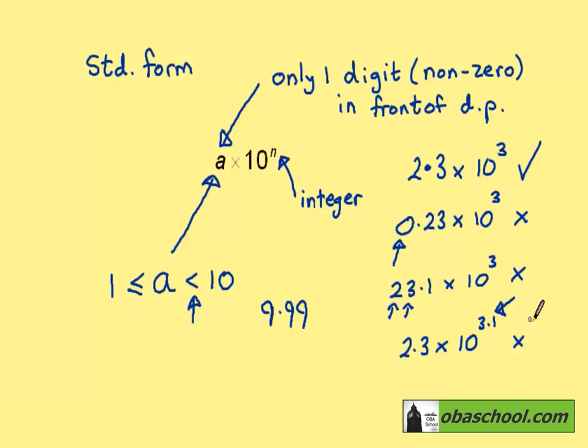The only thing that remains is to discuss why we would use standard form. Standard form is very useful when dealing with very large numbers, for example with astronomical distances, or with very small numbers such as distances involved inside an atom.